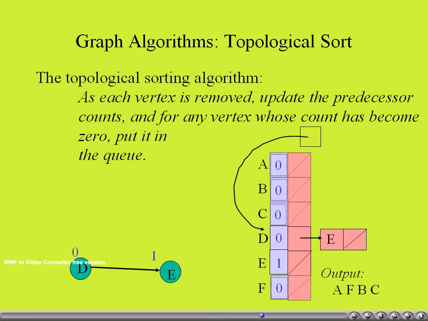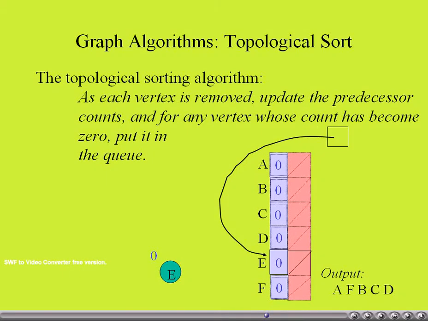Now, D will be removed from the queue. Its adjacent is E. E's predecessor count is reduced by 1. Thus, E's predecessor count value becomes 0. Thus, E will be pushed into the queue, while D is moved into the output list.